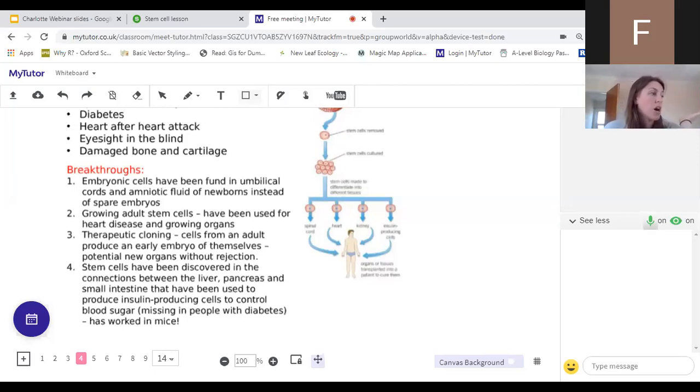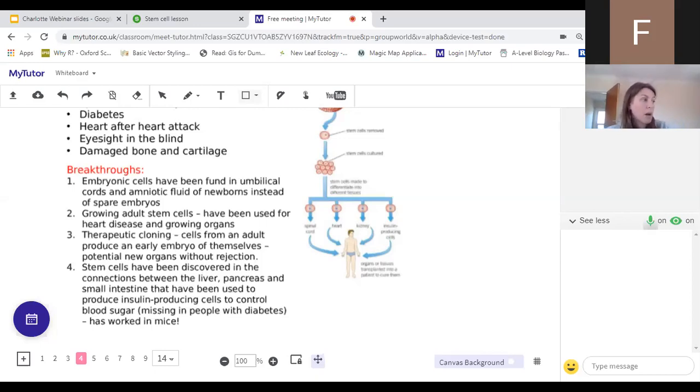Wouldn't unused stem cells from IVF be thrown away anyway? Yes, that's a really good point. They're spare embryos. They weren't going to be used, so might as well use them. But again, if you believe that an embryo should be able to give permission, then I think you would still have some concerns with that.